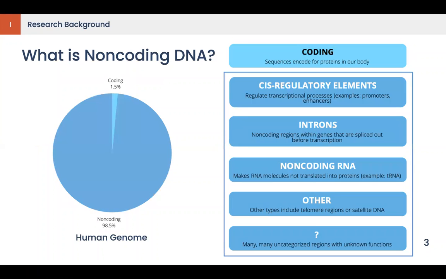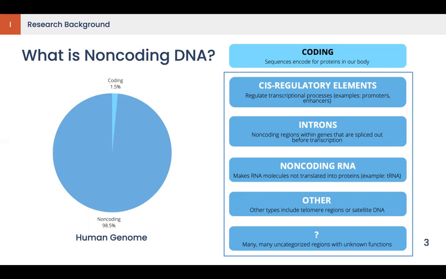You might remember learning in high school or earlier courses that our non-coding DNA is just junk DNA with no purpose, but we're actually learning right now that that's not the case at all. Some types of non-coding DNA pad the ends of telomeres. Some make up RNA molecules that don't end up getting translated into proteins, for example. But a lot of our non-coding DNA regulates transcription of coding regions, which is the scope of this project. These are called cis regulatory elements.